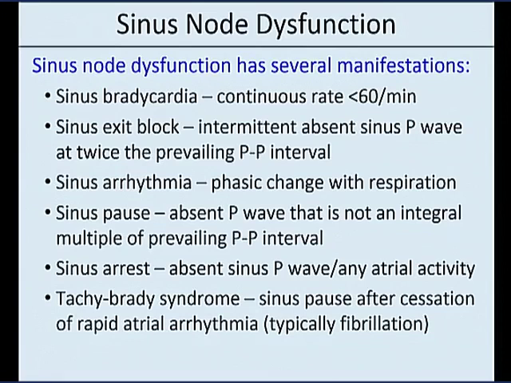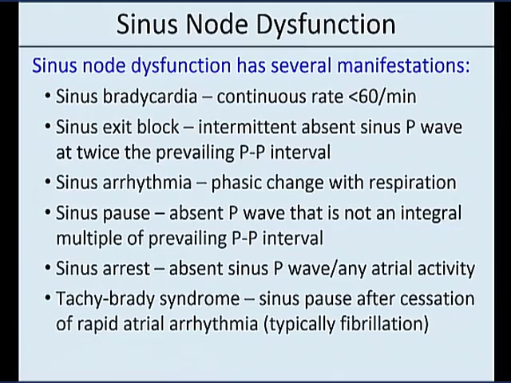And most of the stuff on this slide is not very important here. There's sinus bradycardia, we all know what that is. Sinus exit block, it's the angels on the head of a pin, really. It's just not that important. For the vast majority of cases, it's really unusual. I have trouble finding examples of that. Sinus arrhythmia, quite common, phasic changes with respiration, the spontaneous respiration, not induced. Sinus pauses, this is the absence of a P wave that is not an integral multiple of the prevailing PP interval, whereas sinus exit block is an integral multiple.